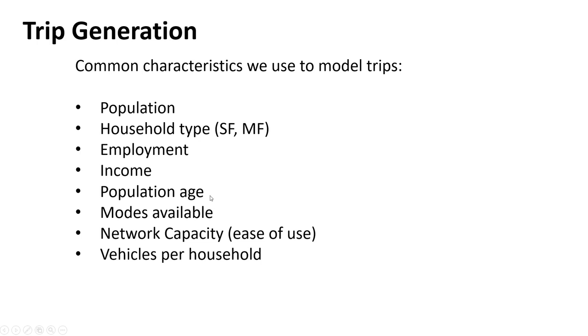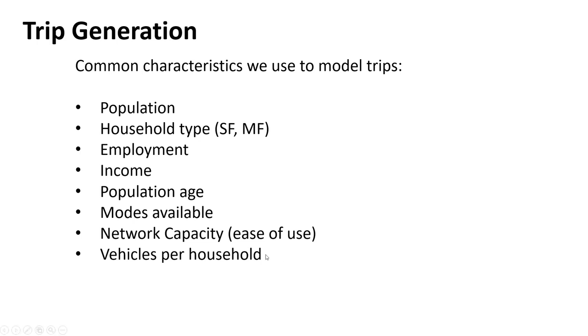Population age, again: people in their 30s and 40s with kids are going to make a lot more trips than older people. And I'm not sure if single 20-somethings make more trips than family groups or not. It'd be an interesting piece to look at. What modes are available? You're not going to take transit modes if there's no transit available in your neighborhood. We talk about that a little bit more later on. Then there's network capacity and ease of use. If it's very congested and very hard to get anywhere from where you live, then it's less likely you're going to make trips.